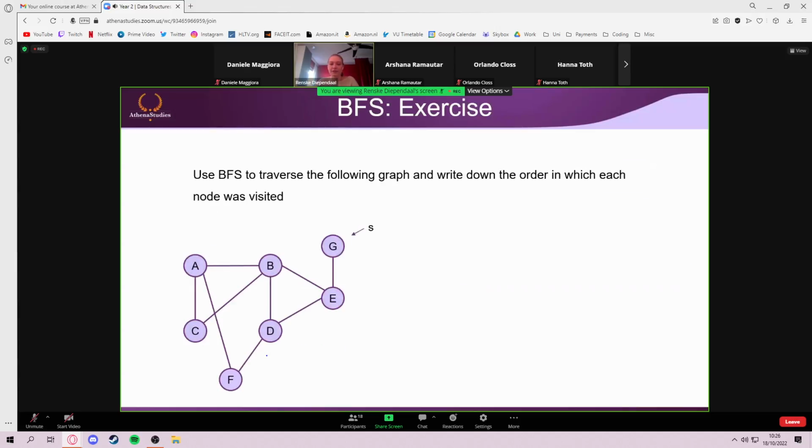Okay, so as an exercise, try to use the breadth first search to traverse this graph. Start from this node and write down the order in which each node was visited. Because if you traverse a graph, you can't really prove that you traversed it, right? So I'd say write down the order and then we can compare bits.